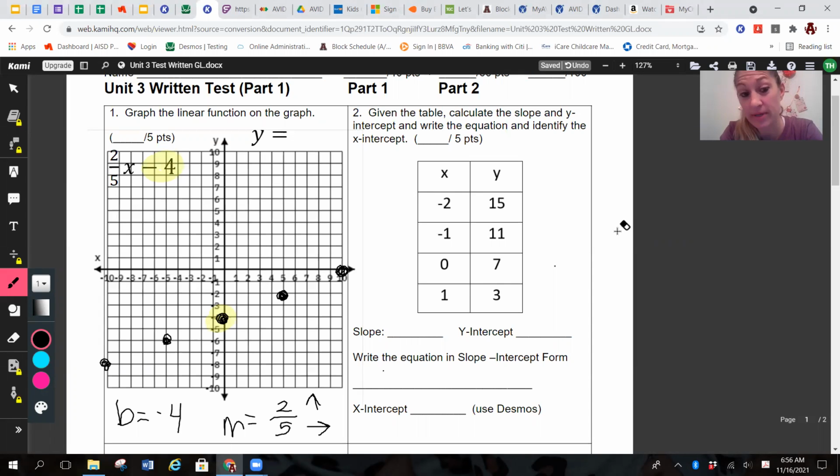Now, in order for this to be a line, I have to connect my points. That is how you do number 1. Press pause and do your number 1 on your version 2.